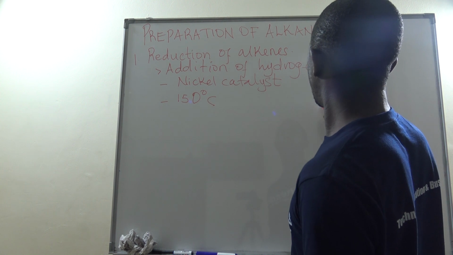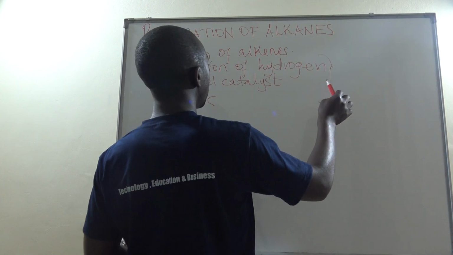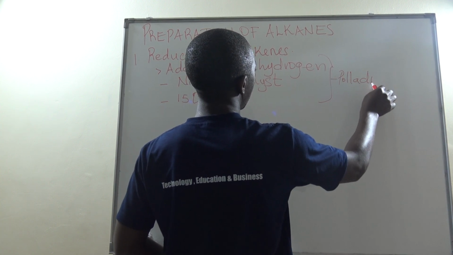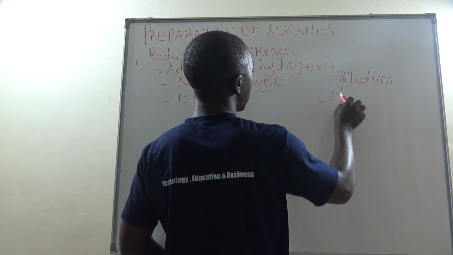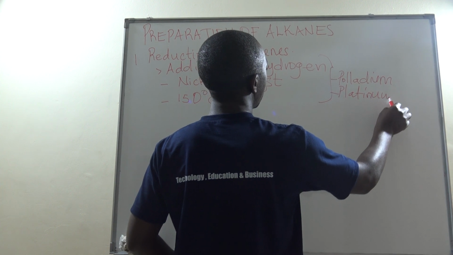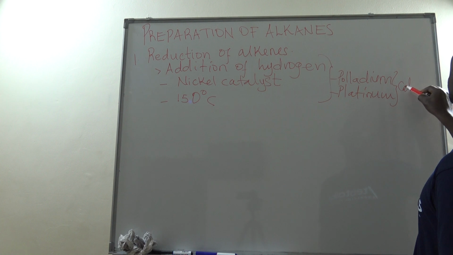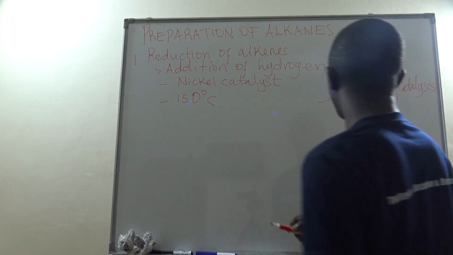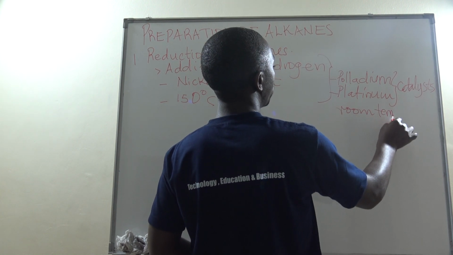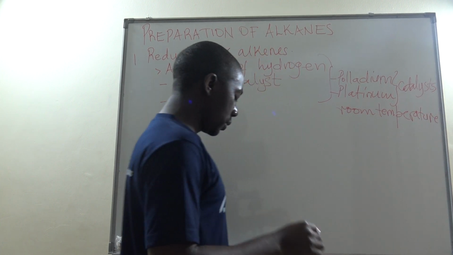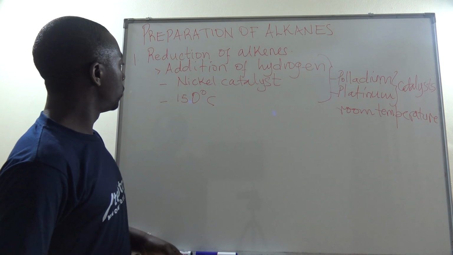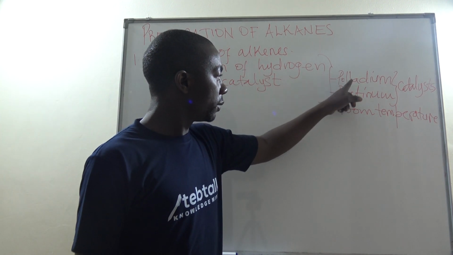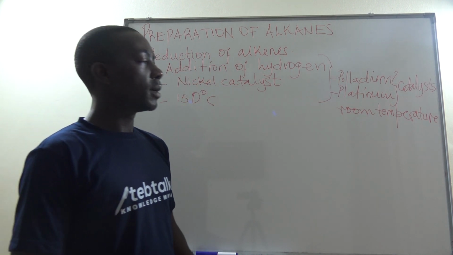Now, if we don't use this option, we can still add hydrogen, but in the presence of palladium catalyst or platinum. These two are catalysts. Now, if we use either of those two, then this reaction will take place at room temperature. So whatever the case you choose, you add hydrogen to alkenes in the presence of nickel catalyst, use this temperature, or use any of these two catalysts, but then these ones take place at room temperature.